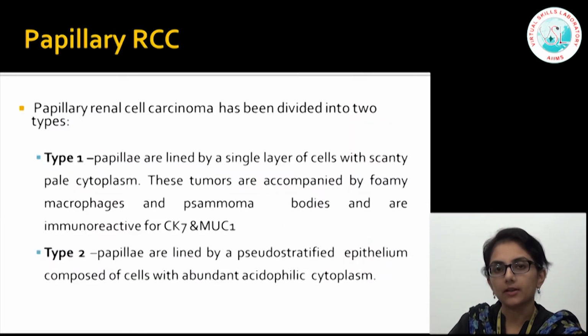Morphologically, we divide papillary RCCs into type 1 and type 2. Type 1 has papillae lined by a single layer of cells which have scant and pale cytoplasm, whereas in type 2 you see pseudostratification in the epithelium and you have cells with more abundant acidophilic cytoplasm.